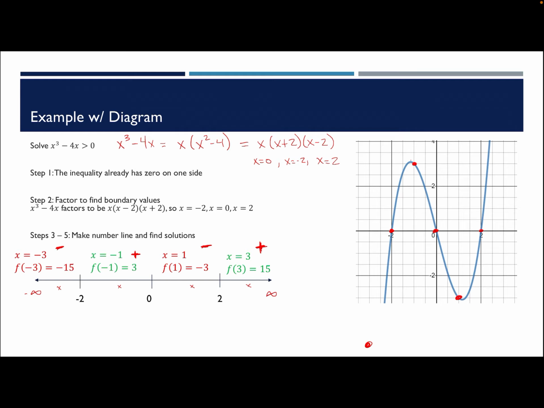So the green intervals are where we want our solution to be because we say greater than 0. So our solution is going to be -2 to 0 union 2 to infinity, because those are the intervals where we are positive. So that's how we make our sign chart with our boundary values. And you see the solution pops up. I already wrote that. So it just says -2 to 0 and 2 to infinity.